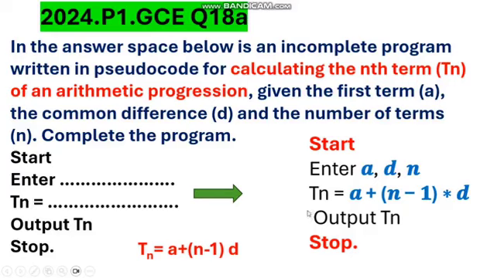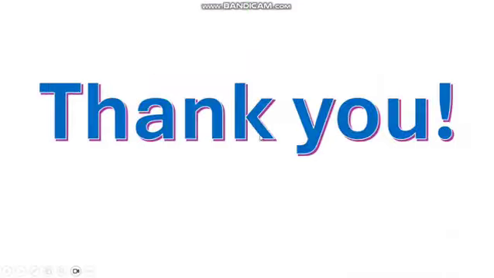So you can see that it's very simple to work from a pseudocode to a flowchart, or from a flowchart to a pseudocode. The most important thing is to know how to carry out the formulas. Remember them at all cost. It's very important. If you don't know the formula, it will be very difficult for you to answer or to complete this program. So we have come to the end of our session.